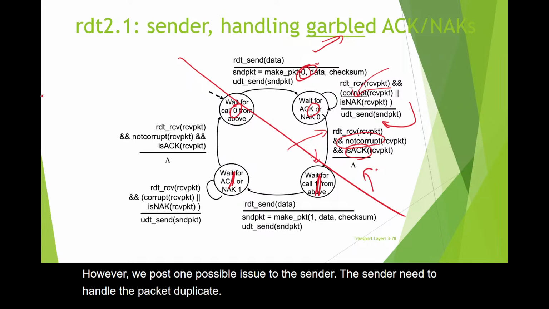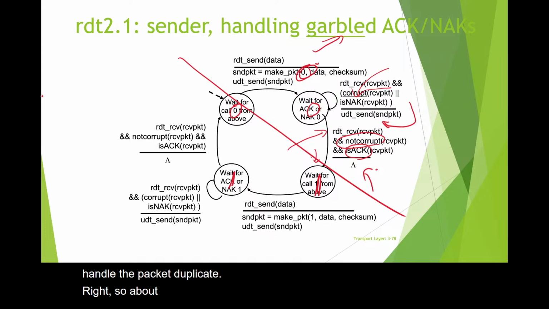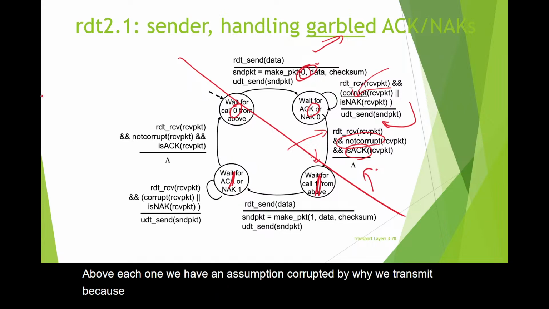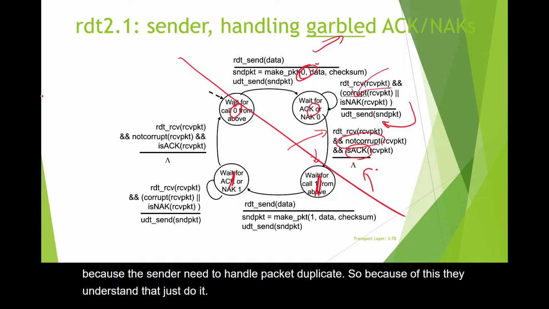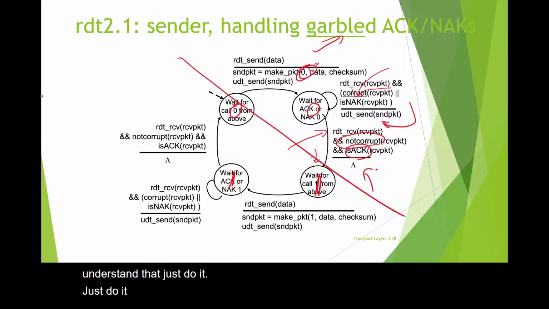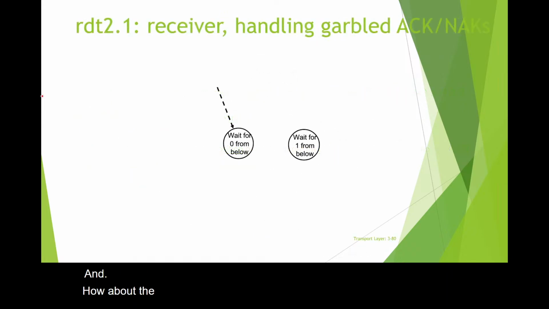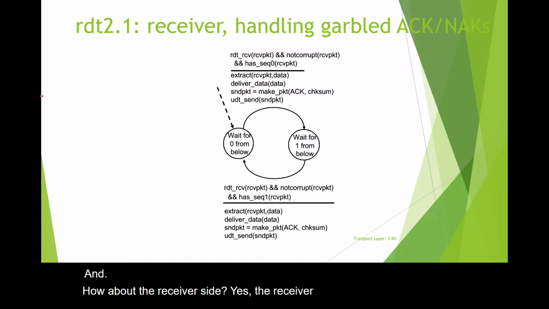right? So about the further discussion or way to explain, is it okay for you? Okay, so about this one, we have an assumption. Corrupted, but why we retransmit? Because the sender needs to handle packet duplicate. So because of this, then the sender just does it. Just do it. Repeat. And how about the receiver side? Yes, the receiver side needs to tell duplicate or not.